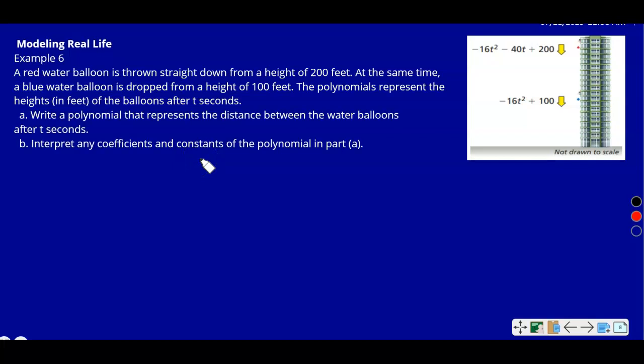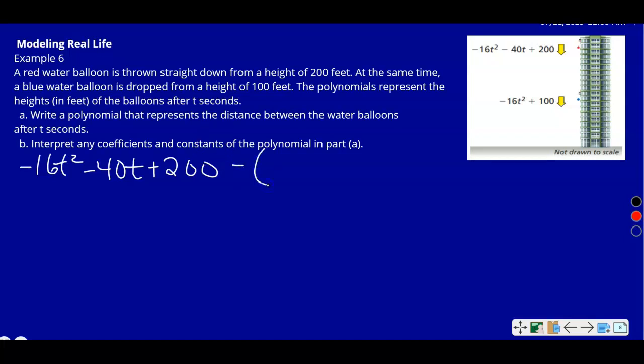If we need to write a polynomial, we're going to take the two polynomials that we have, and we want to find the distance between the water balloons. So we're going to start by subtracting the distance from where the blue balloon started from the distance of the red balloon. So let's go ahead and write that down. We're going to have negative 16t squared minus 40t plus 200. And we are going to subtract.